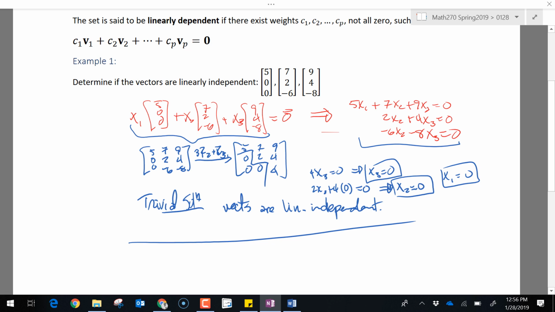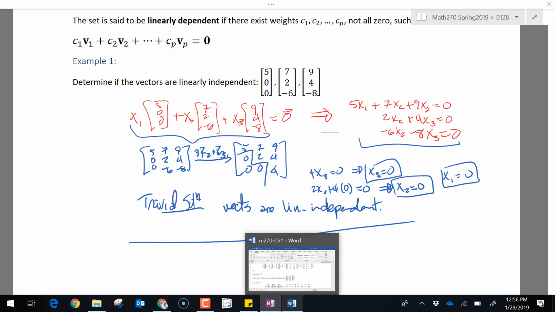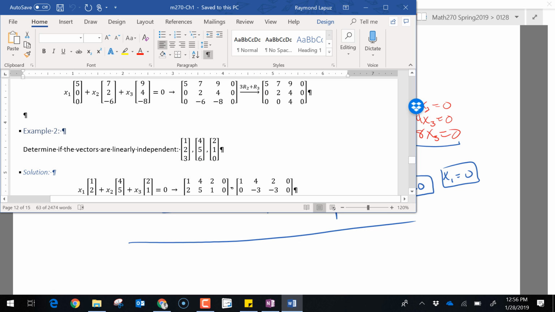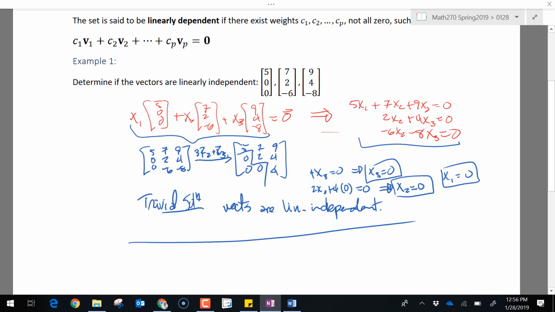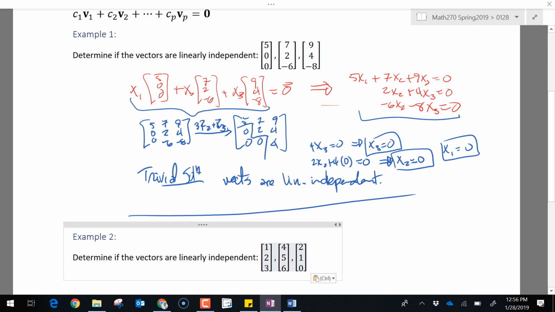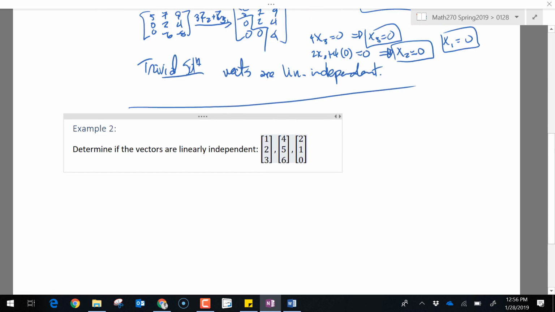Okay, questions? Let's do another example. Let's see what happens if they actually are linearly dependent and what the result should look like, or could look like possibly. So let's do another example.